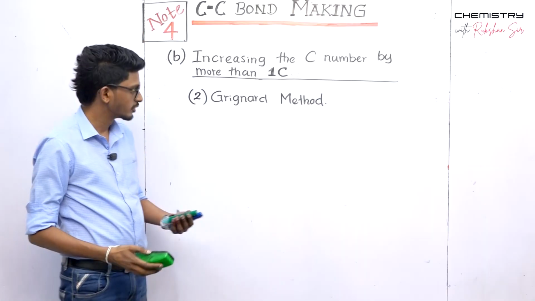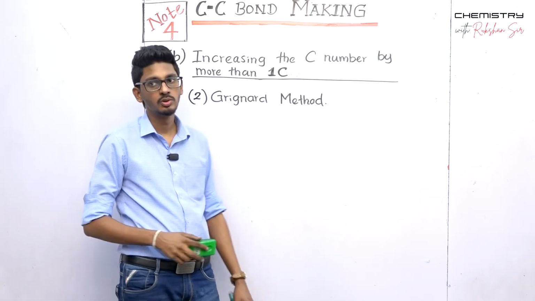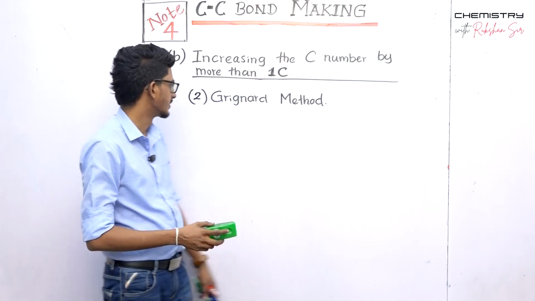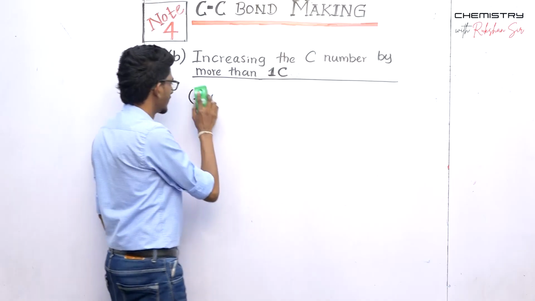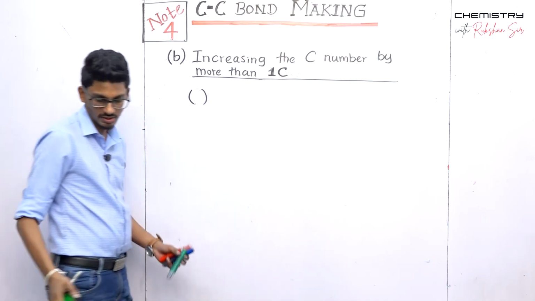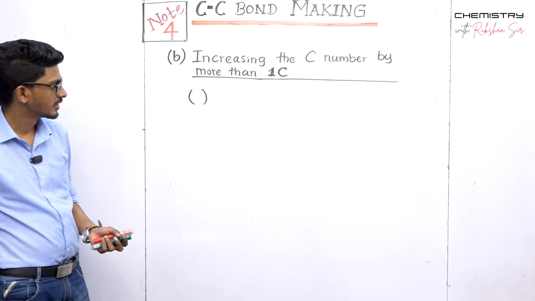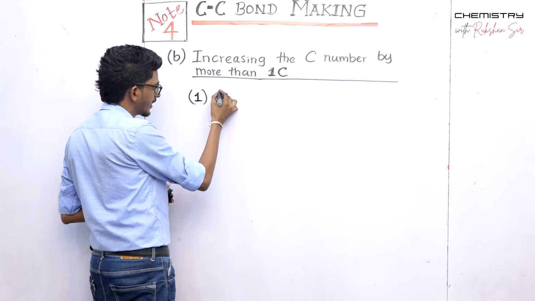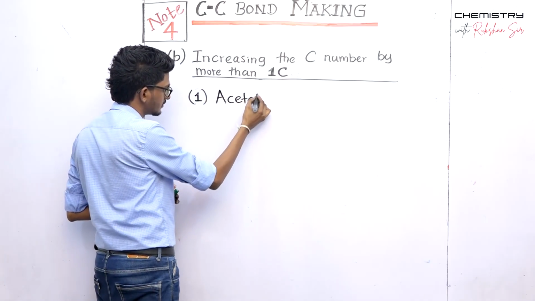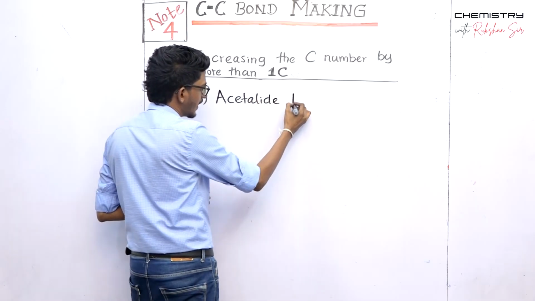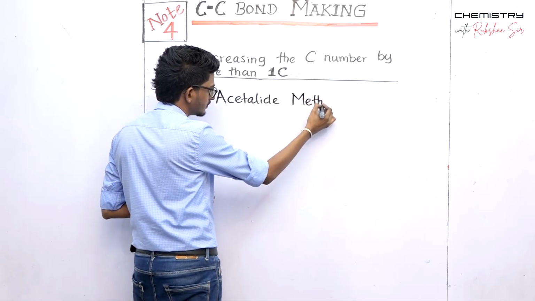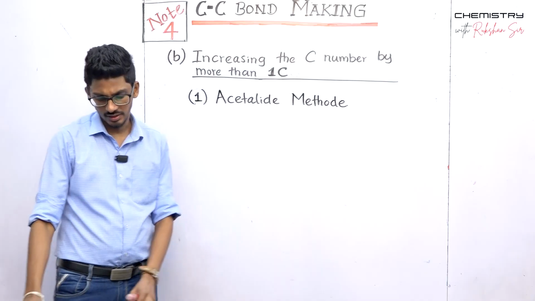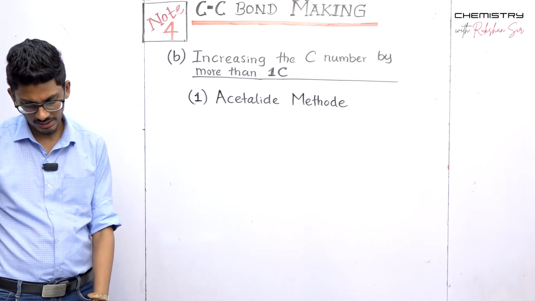Okay. We are moving to the second method, the second method of elongating the carbon chain by more than 1 unit. That is the acetylide technique. It is written as technique number 1 in your tute. Acetylide method. See what is available there in your note.